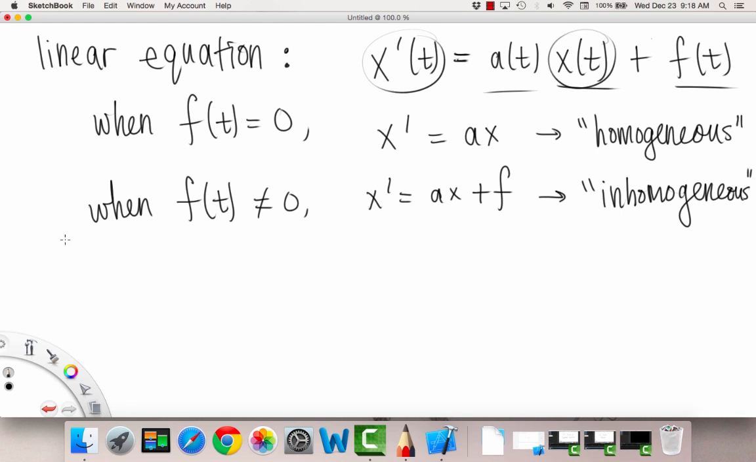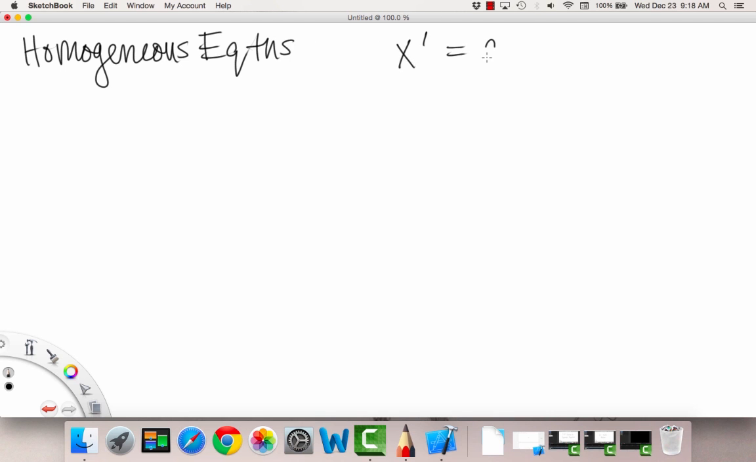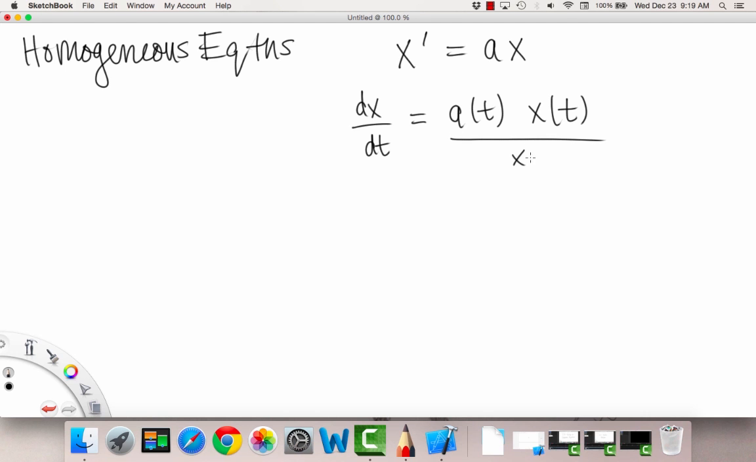Alrighty. So let's start with the homogeneous equations and how to solve them. If we have homogeneous equations, this would be of the form when we have x prime is equal to ax, all right? So when we have something like this, it basically just means that we have dx over dt, because remember everything depends on t here. So then we have our a of t and our x of t, okay? So we can separate these two, right? Because this is a separable equation, so we can divide by x of t on both sides and multiply by dt on both sides.